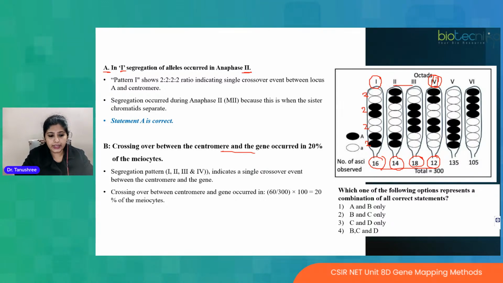We have to calculate in how much percent of the meiocytes crossing over has occurred. So 60 by 300 into 100, you will get 20% of the meiocytes. Recombination frequency is the number of recombinants by total progeny into 100. Here the total is 300, so into 100, you'll get 20% of the meiocytes. So this statement is also correct.